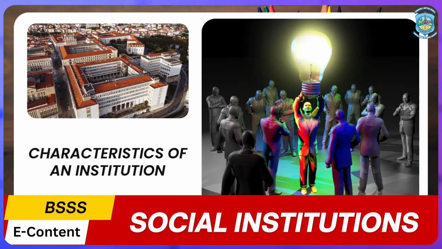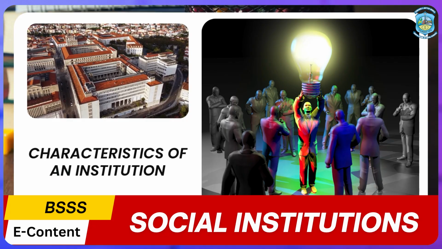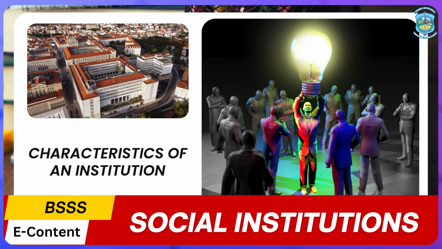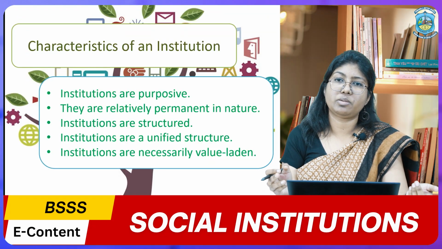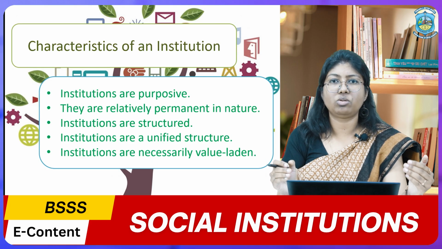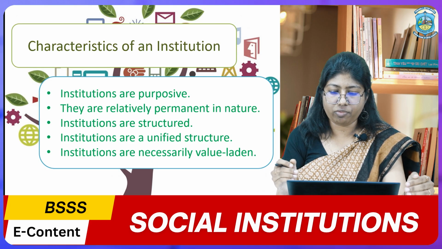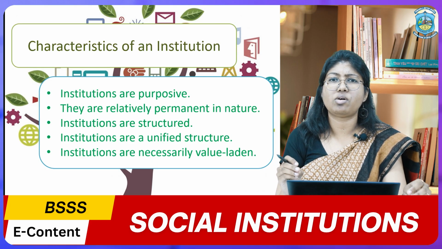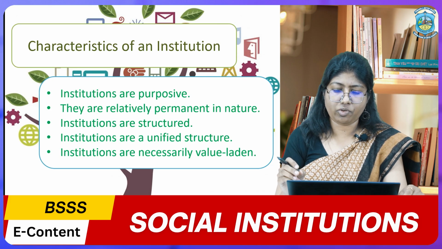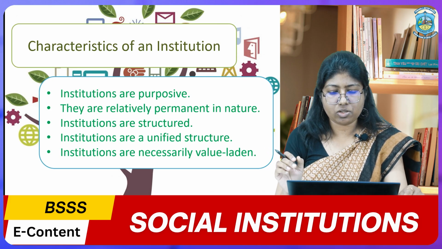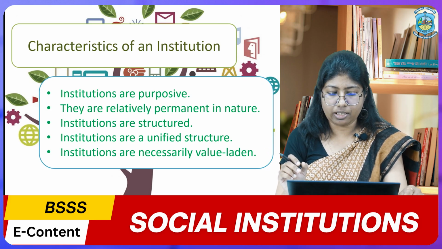Let's take a look at some of the characteristics of an institution. So, institutions are purposive. No institution is made without a purpose. It is meant to clarify the functioning of the society. It is meant to add on to the functioning of the society. For the smooth existence of the society, you require institutions to be in place.